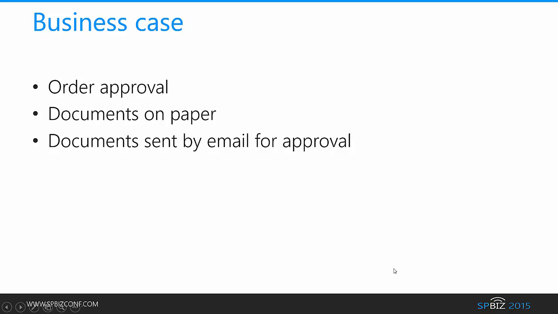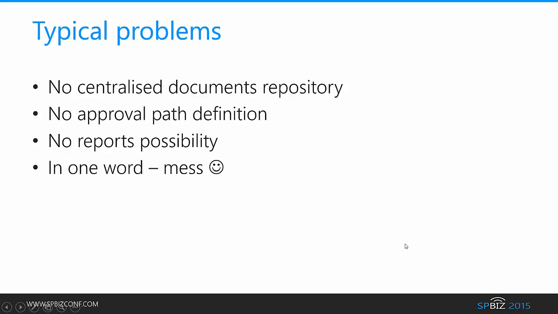The business case. What we found on the customer side was the order approval system, which was working totally on paper. All the documents were on paper. Only the scans of documents were sent by email for approval. What were the typical problems? No centralized document repository, no approval path definition, no reports possibility. In one word, one huge mess.